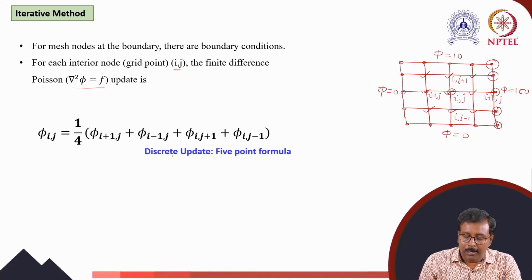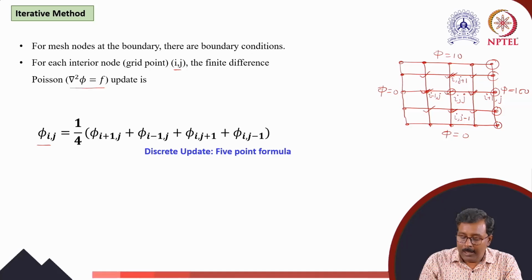Now the formula for the second order derivative at node phi ij can be written in this way. Phi ij is 1 by 4, phi I plus 1 j, this value, plus phi I minus 1 j, this value, plus phi I j plus 1, this value, plus phi I j minus 1, this value. So 1/4 of values surrounding the node ij. This is called discrete 5-point formula.